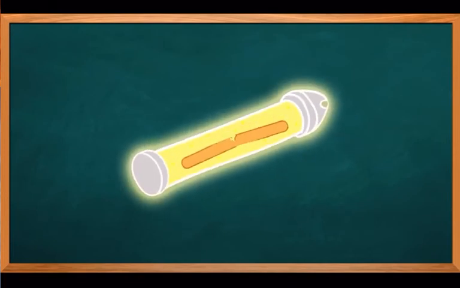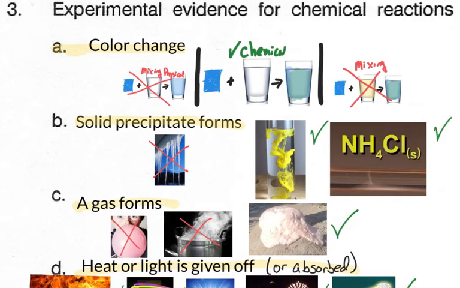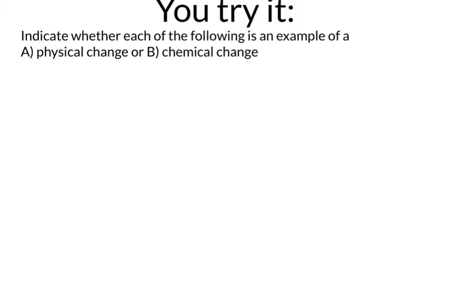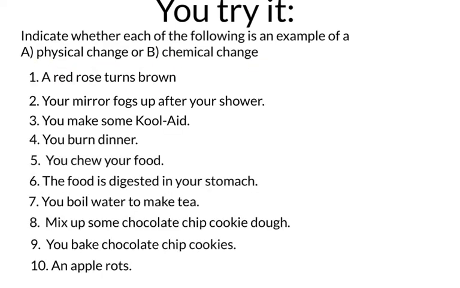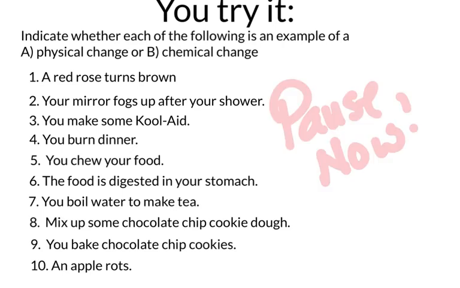Okay, so now we've talked about the physical and chemical changes. Let's see if you can figure out which ones I'm talking about. You decide whether each of the following is an example of a physical change or a chemical change. Pause the video, try it yourself, and when you come back, I'll give you the answers.